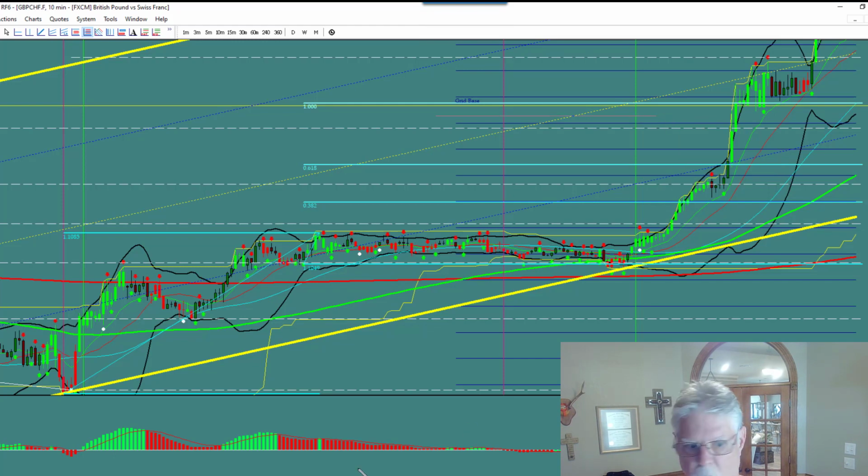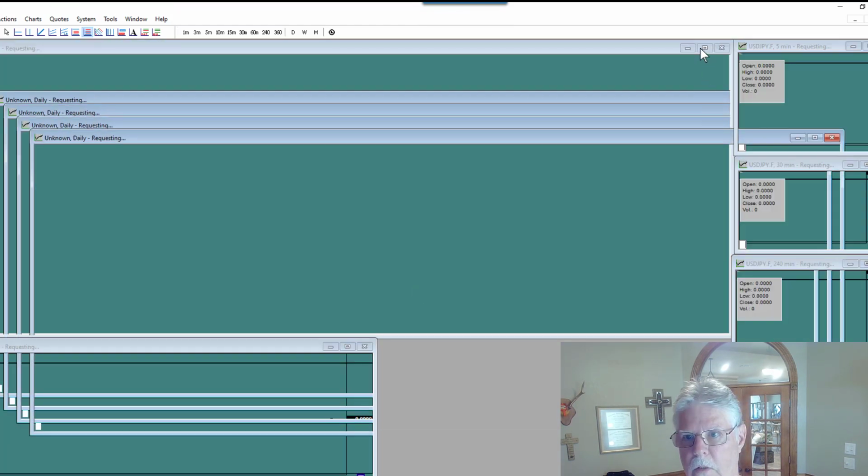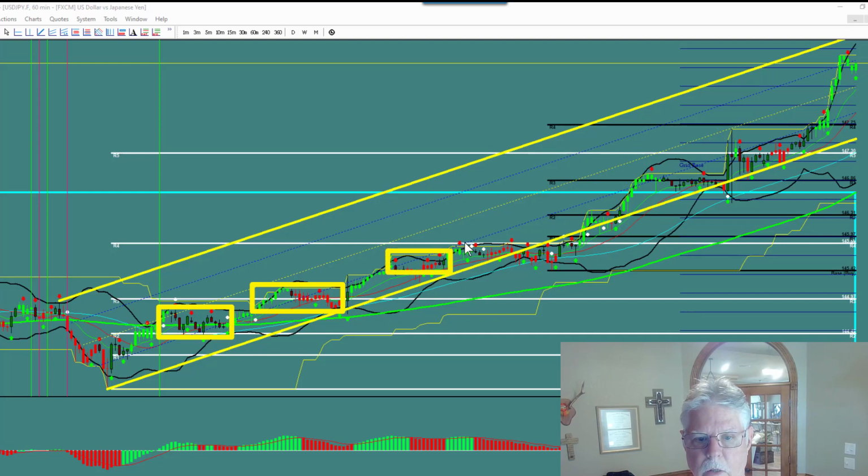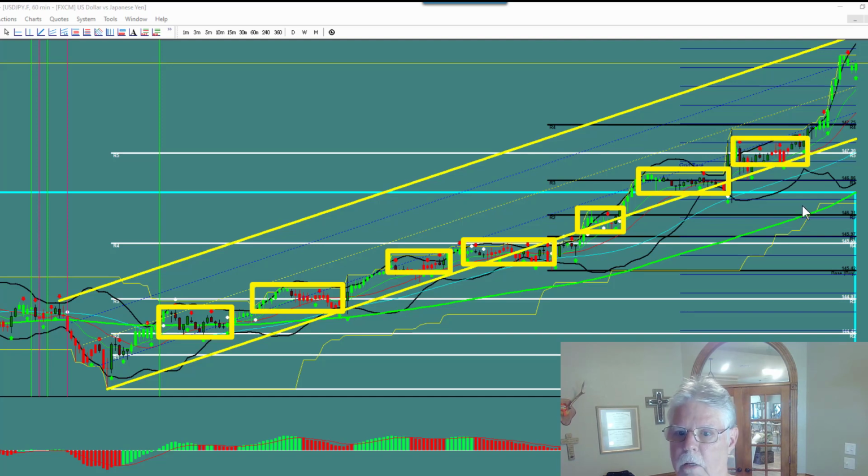Like at the dollar yen this week. Had you been trading the poles on the dollar yen? There were so many of it, it was crazy. So, here's a flag. Here's a flag. Here's a flag. Here's another flag. Here's a flag. Here's a flag. Here's a flag. There you go. How about that for opportunity?